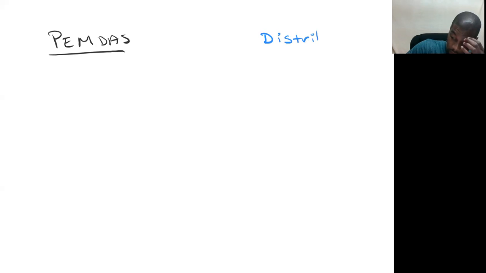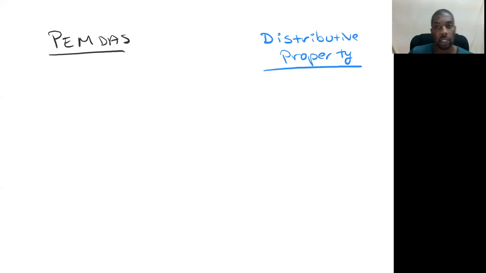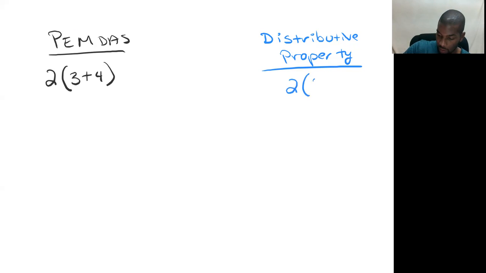I would like you, if you're following along with your notes in my class, to please write these down. So here is the problem. We have 2 parentheses, 3 plus 4 on this side. And we're going to do the exact same problem on this side. But we're going to use the distributive property over here.